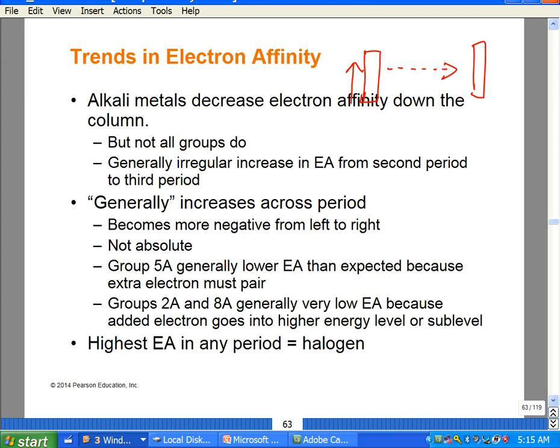I'm speaking from another class now. Have you gotten into electronegativity in your last class?